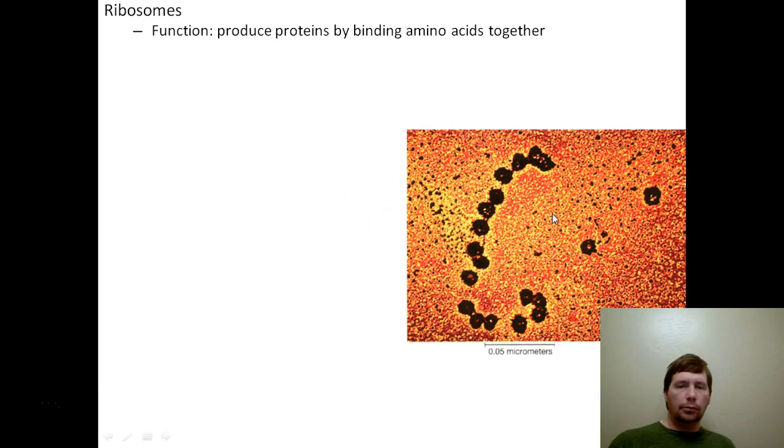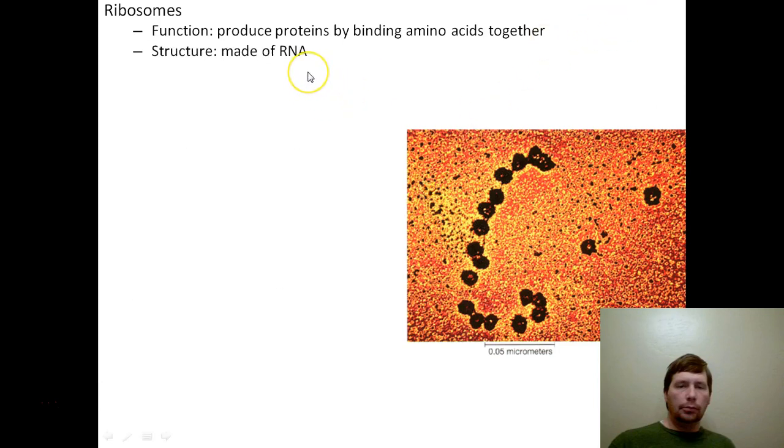I taught you way back in our second unit that all proteins are made of amino acids that are bound together. Well, the things that put those amino acids together are the ribosomes. This picture you're looking at here is actually a string of ribosomes. Each one of these black spots right here is a ribosome that is making a protein. So every protein in your body, from your hair to your fingernails to your skin, whatever, they are all made by ribosomes. And ribosomes make proteins by putting amino acids together, and all cells have ribosomes.